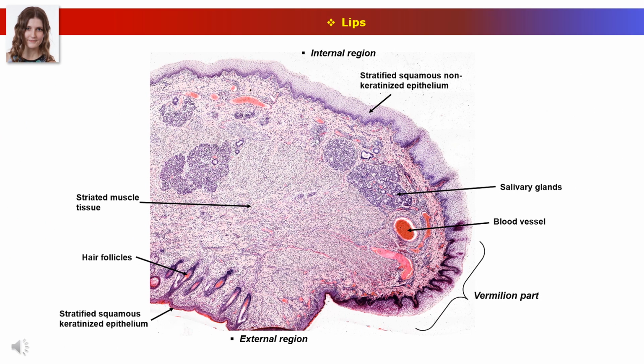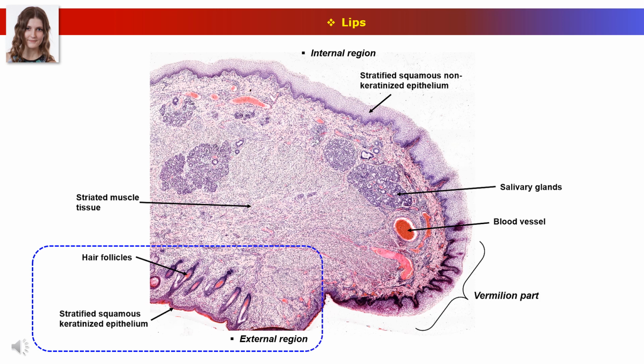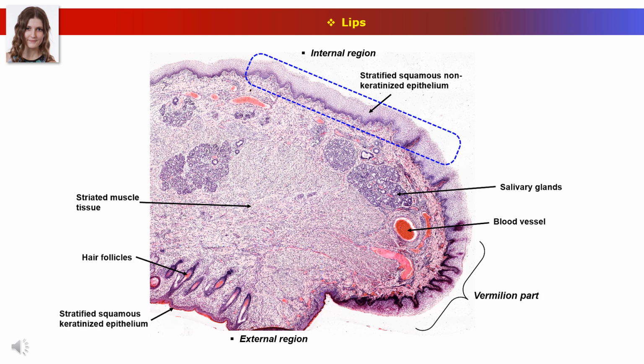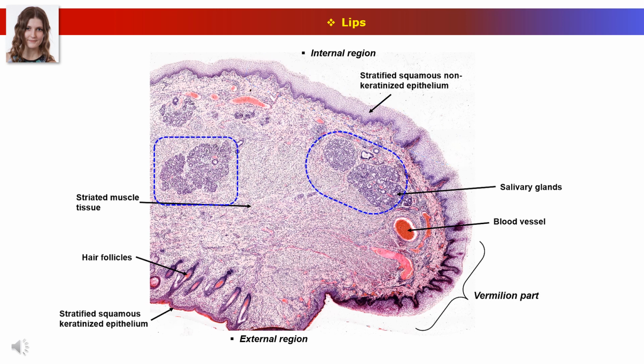Lips perform tactile and mechanical functions. These are skin muscular folds, which have the outer and inner surfaces. The outer surface or external region of the lip is covered with skin. The inner surface or internal region is an oral mucous membrane lined with stratified squamous non-keratinized epithelium. The underlying lamina propria of the mucosa passes into the submucosa, where the secretory portions of the salivary glands lie. Their ducts open onto the surface of the mucosa.